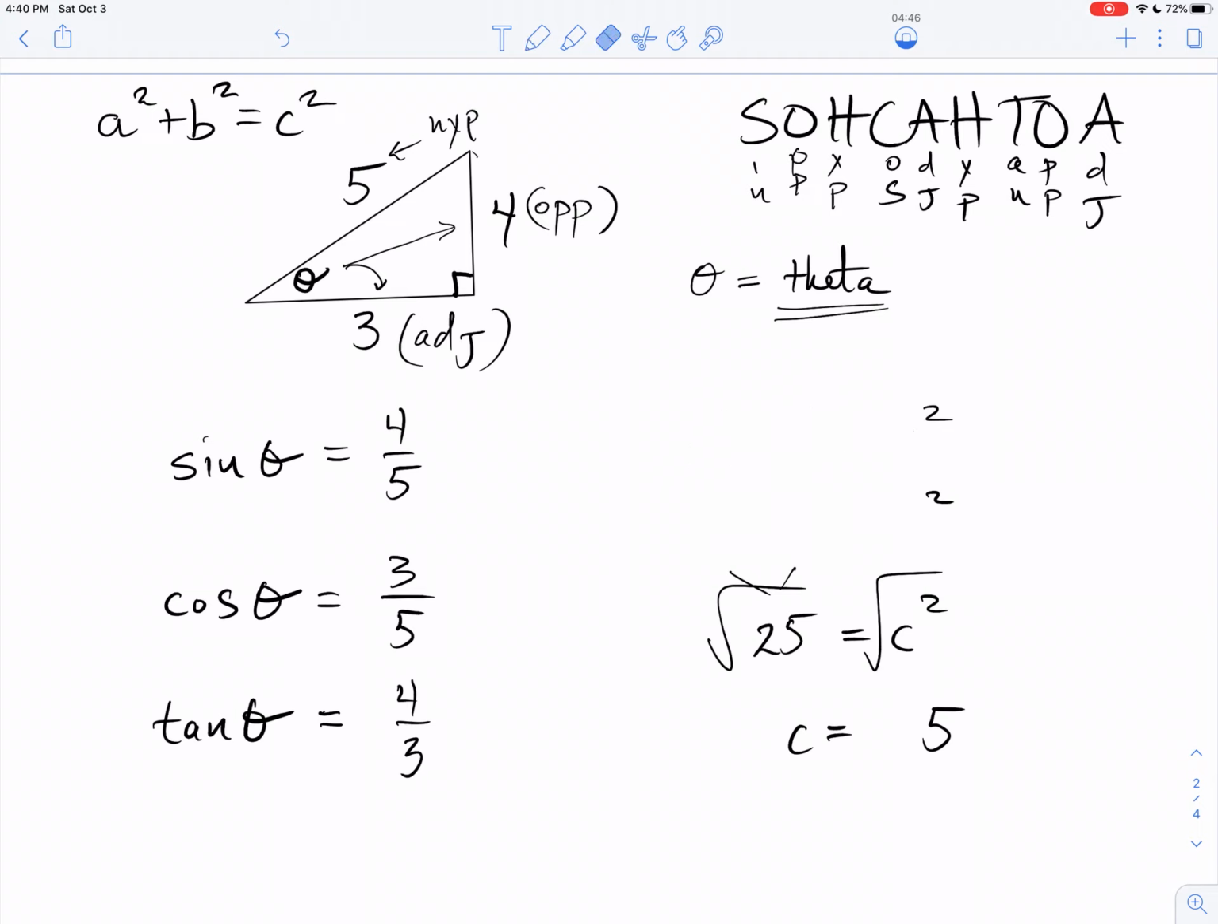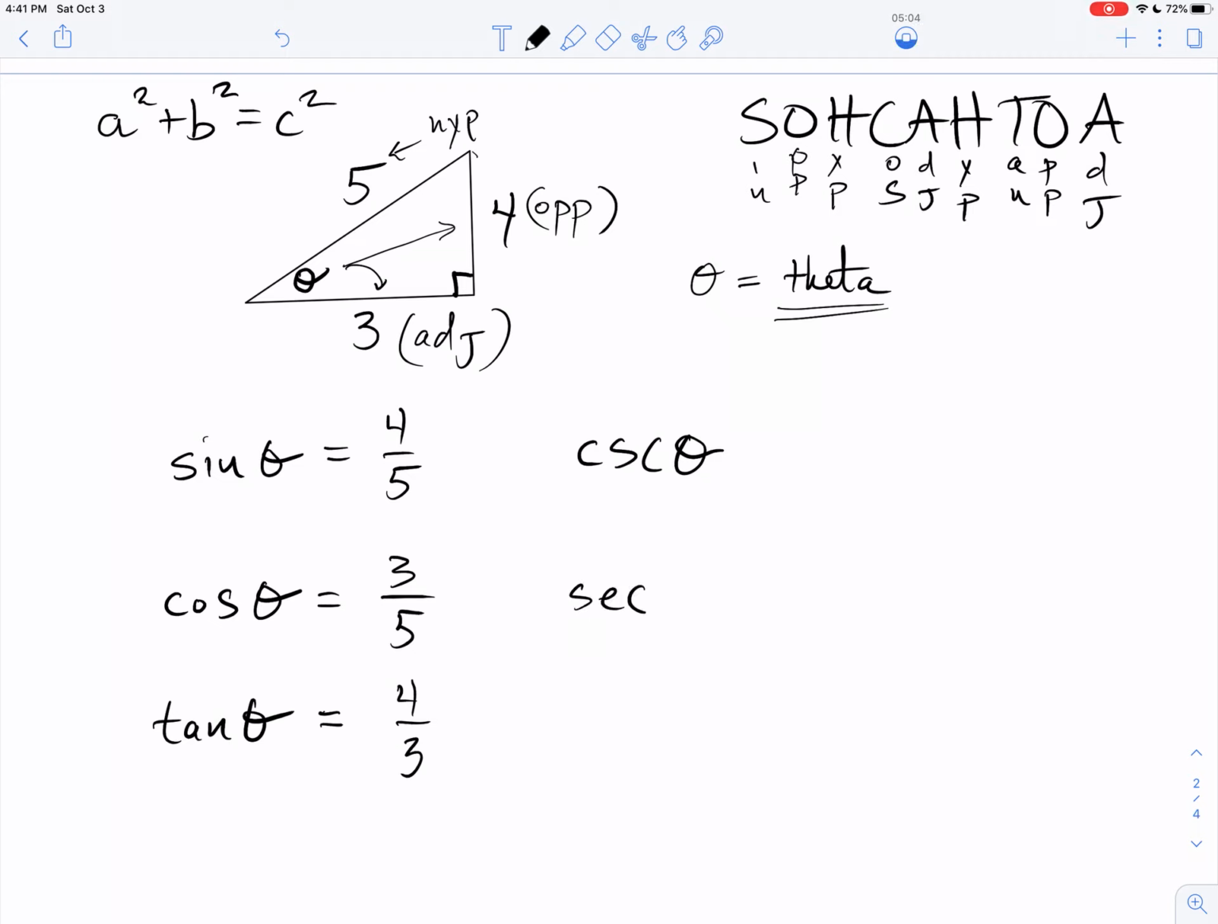But I'm hoping you were like, oh, that wasn't that bad. I remember good old-fashioned Pythagorean theorem stuff. I'm good. But here's what they're going to ask for now. They want me to tell them the cosecant of theta, the secant of theta, and the cotangent of theta. Now you'll notice that I lined them up the way I did because what is the cosecant? Well, the cosecant is the reciprocal of sine.